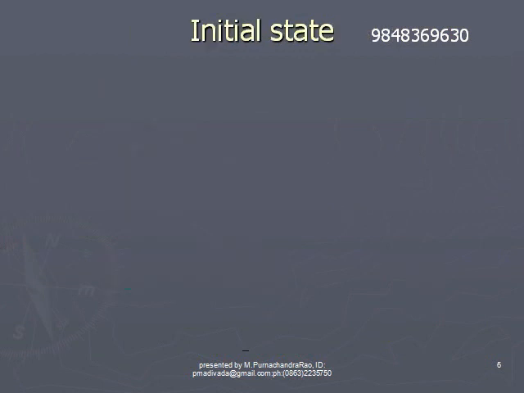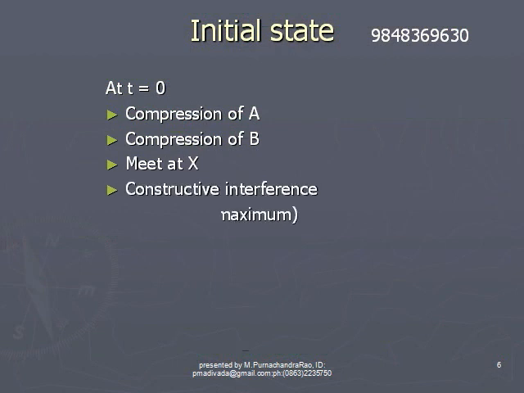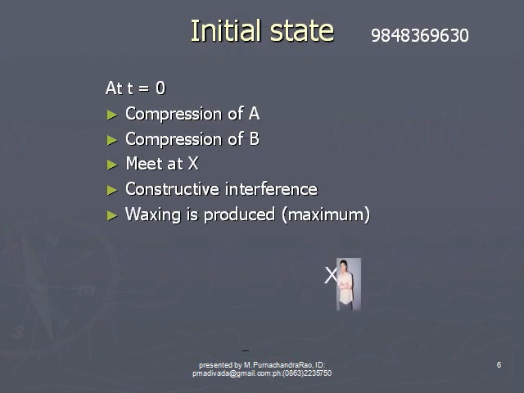To understand the formation of the beat wave, let us take an initial state. Generally we say the initial state is defined as t equal to 0. Suppose at this time a compression of the sound wave produced by A is reaching the observer X. Also, a compression of the sound wave produced by the second source B is reaching the observer.